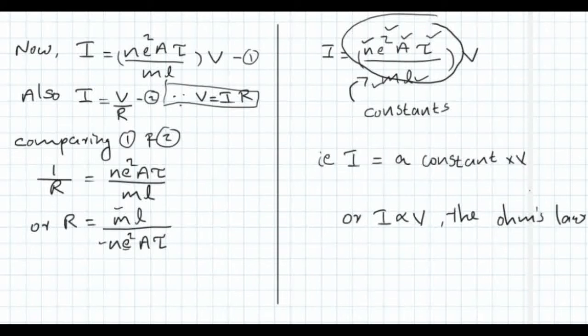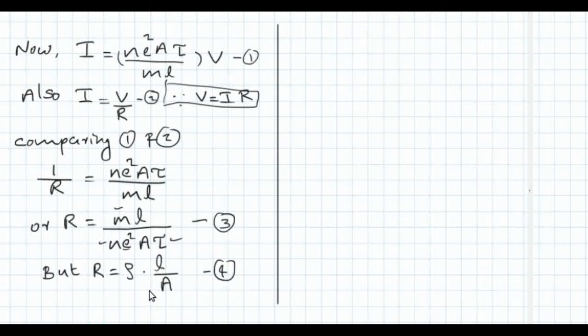R is equal to ml divided by n e square a tau. And again we can see that R is equal to rho into L by A. So there are two equations for the resistance R.